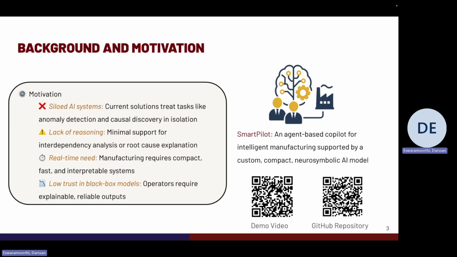For example, a defect detection model may trigger alerts, but if it lacks causal reasoning, operators won't understand why the issue happened or how to prevent it in the future. Likewise, a predictive system may forecast delays but not explain them with the full context.